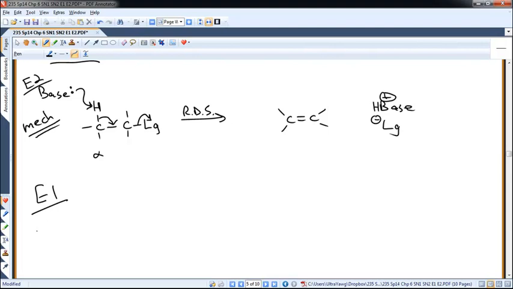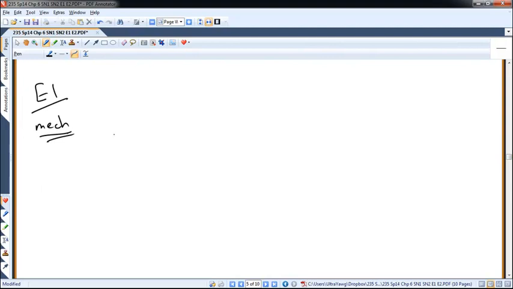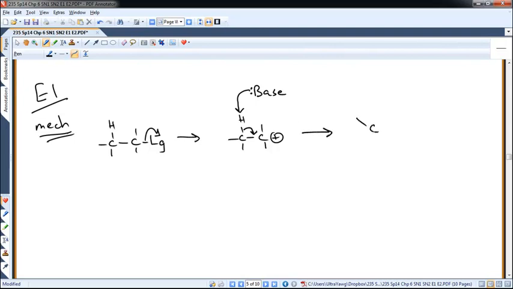In the E1 mechanism, it's very similar to the SN1 mechanism. Maybe you're picking up on the trends by now. We're still going to have a carbon at the alpha position that has a hydrogen. But instead of a base coming in and doing chemistry and then bang, bang, bang, instead the leaving group is going to leave. We're going to generate a carbocation. After you form a carbocation, then the base comes in and says, well, alright, I suppose I'll be a base. Grab the proton, and the electrons snap down.